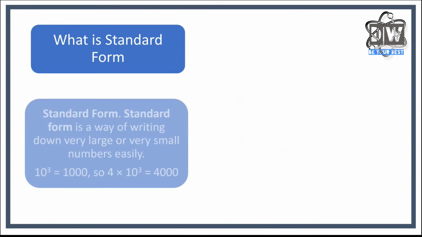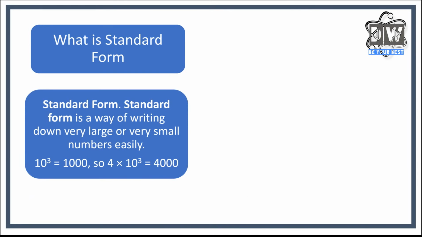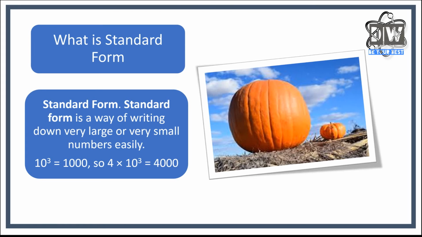So remember what standard form is. It's just a simple way of writing down very large or very small numbers easily. Remember that 10 to the power of 3 is actually 1,000. So 4 times 10 to the power of 3 is 4,000. That makes perfect sense, I hope, doesn't it? So it's about taking something very big and making it more small or manageable, or it's about taking something very, very small and making it larger.